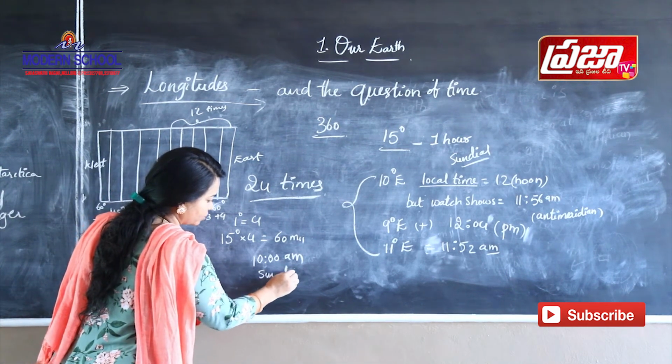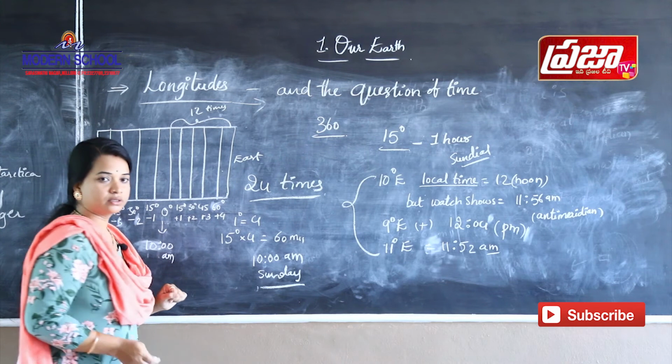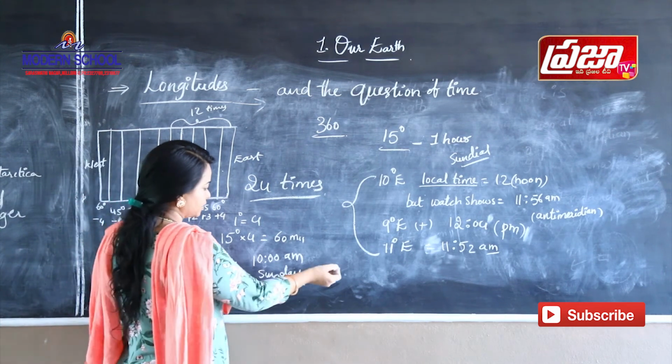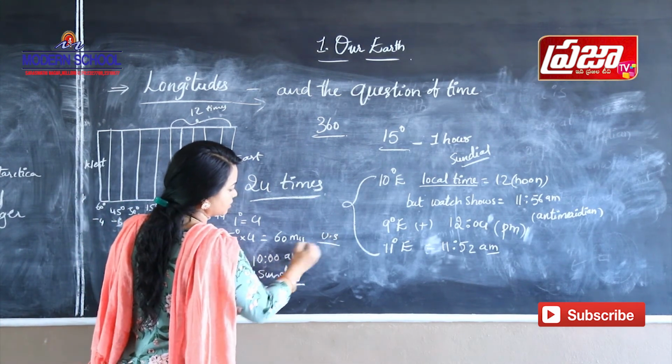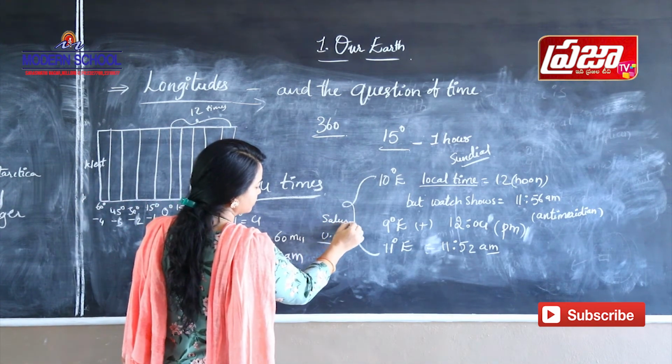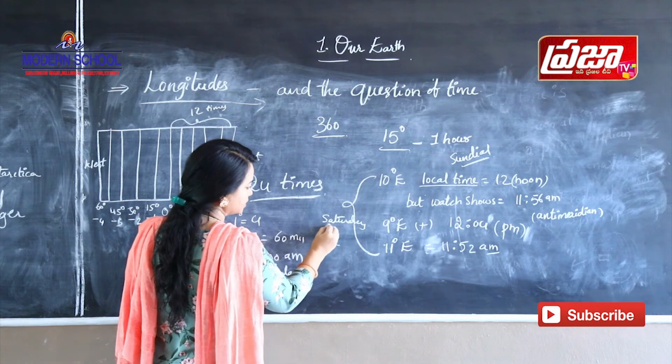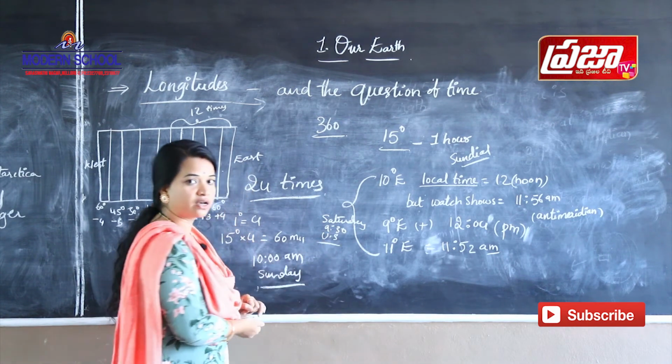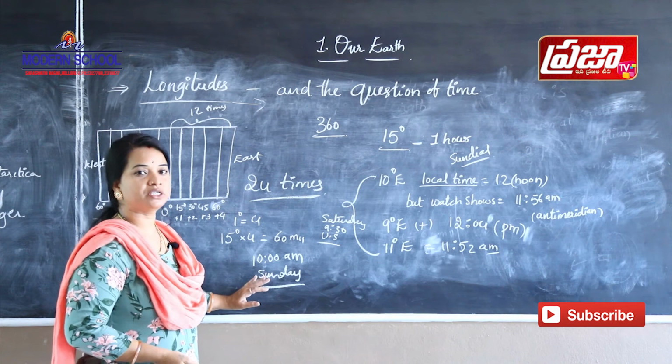Sunday, we are calling our friend. I am calling my friend. She is in the US. For them it is Saturday night 9:30, because we have a time difference of 11.5 hours.